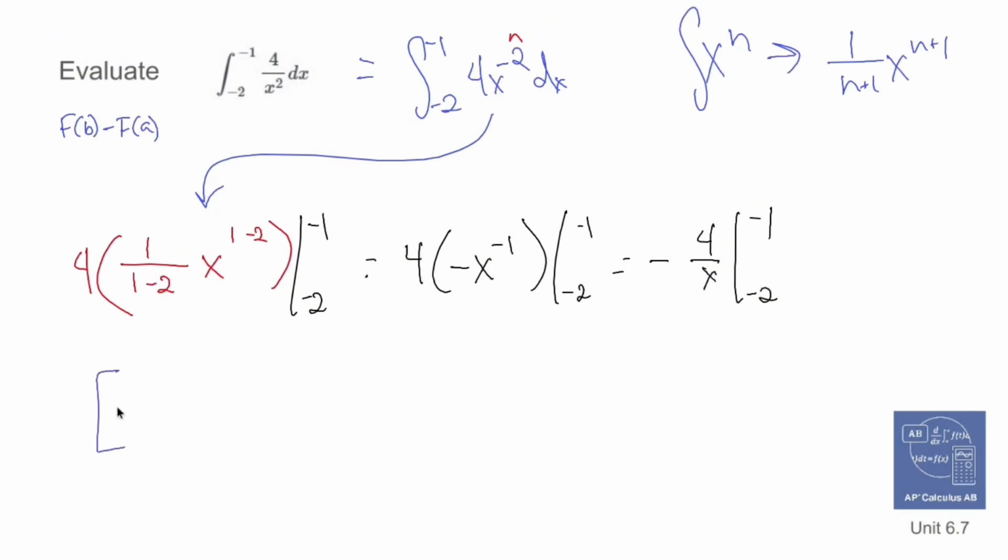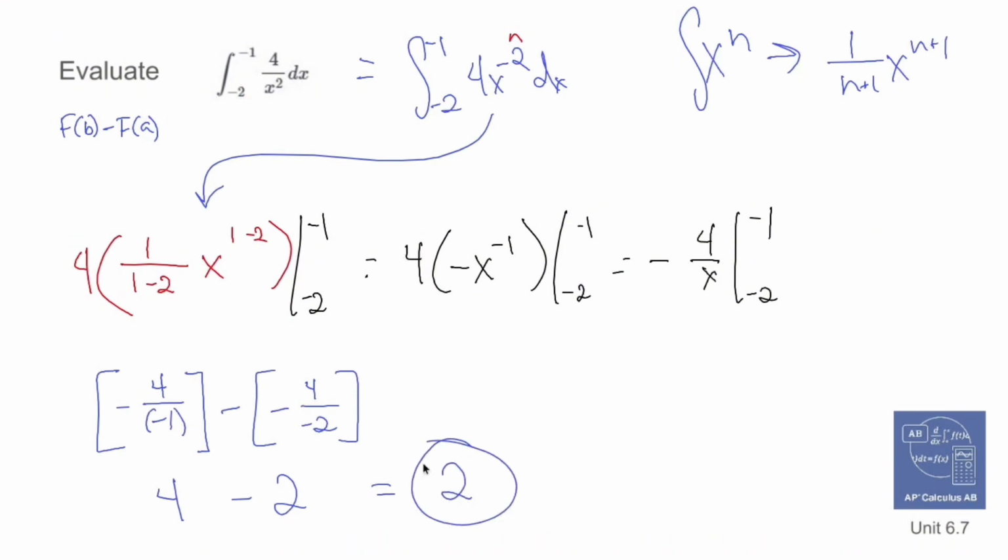So the upper limit is going to be -4 over -1 minus -4 over -2. So negative over a negative is a positive. You just become 4 minus, triple negative, so it's going to stay negative. 4 over 2 is 2, right? And you just get 2. Pretty nice.